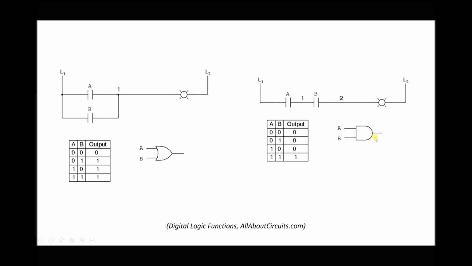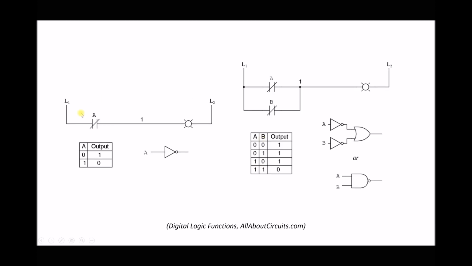Now this function here is called an AND function, and the reason it's called an AND function is because for a signal to get from our left hand rail to our right hand rail, both A and B need to be activated. If we activate A, but B is not activated, the signal can't pass, and vice versa, if we activate B, but A isn't activated, the signal can't pass. So the signal will only pass when A and B are activated, and we see that represented on our truth table. The only situation where we get an output is when A and B are both activated.